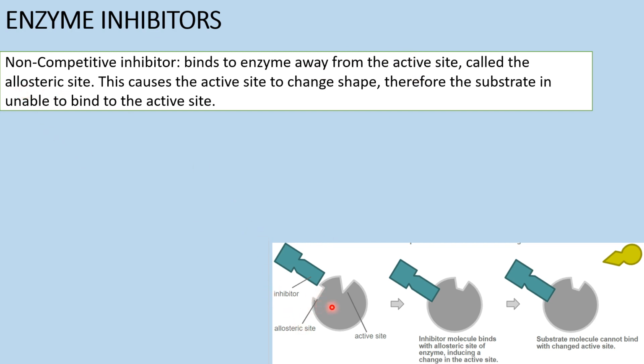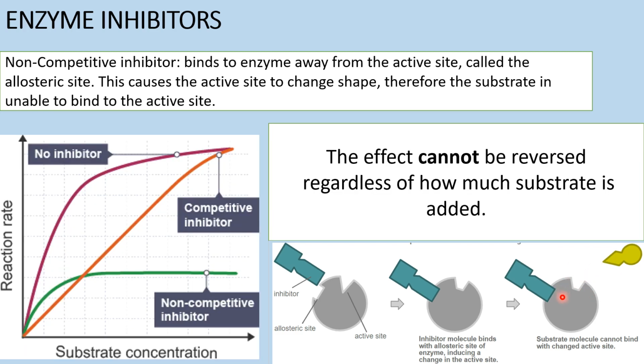So it binds here. And once it's bound to this allosteric site, it changes the shape of the active site. So therefore, the substrate is unable to bind to the active site. It has been changed. Now this is permanent, meaning that you cannot reverse this. The inhibitor is not competing for the active site with the substrate. That's why it's called a non-competitive inhibitor. This effect cannot be reversed.